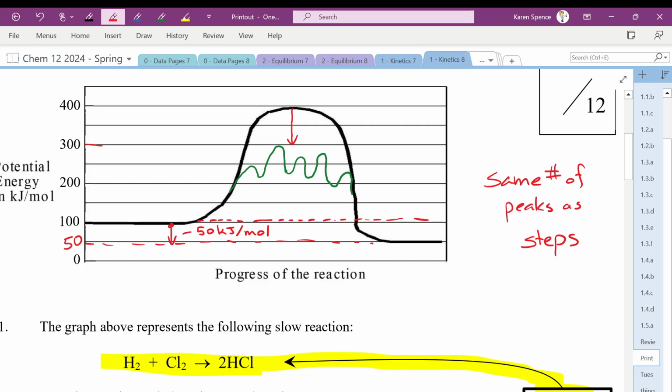One thing that was a really common error that a lot of people did was they said that the activation energy was 400 kilojoules. But for activation energy, we don't start from the bottom of the graph. Where do we start? We start from the reactant. So we're going to start here and go up there. Okay? That's our activation energy.